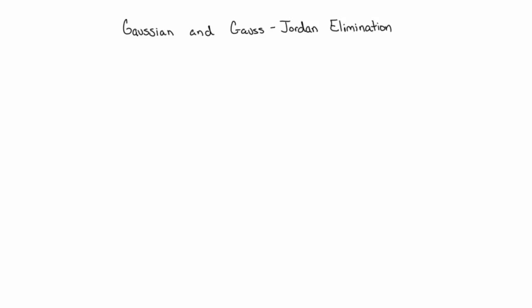All right, I'm not going to be official about anything here. We're just going to do a quick and dirty introduction to Gaussian and Gauss-Jordan elimination. This is a method to solve systems of equations. It's an algorithmic method, really what computer algorithms are based on for solving systems of equations.